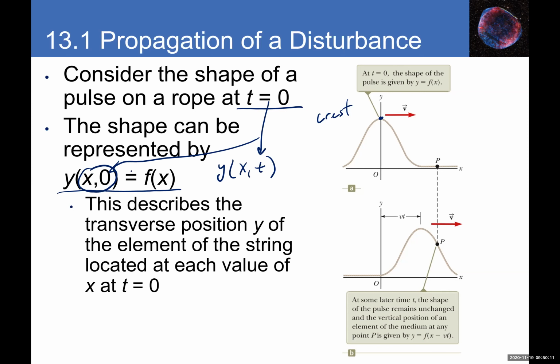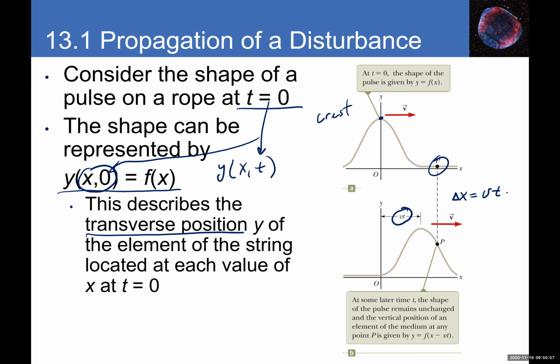So this describes the transverse position y of an element of the string located at each value of x at t equals 0. For example, at t equals 0, the shape of the pulse is given by the function y equals f of x. And let's say you have some point P over here. As the wave itself is moving, the distance vt is described by delta x equals vt. That is the uniform motion equation, because we can assume that the speed of the wave is constant.